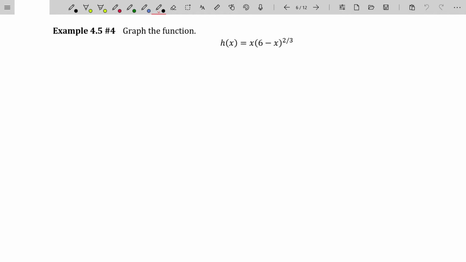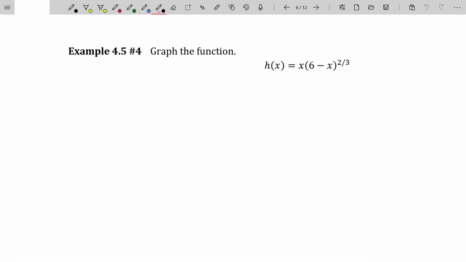So here we go. Graph the function h of x equals x times the quantity 6 minus x to the 2/3. This looks similar to the last example. There is a very subtle difference between this one and the previous example. So let's go ahead and see what that subtlety is.